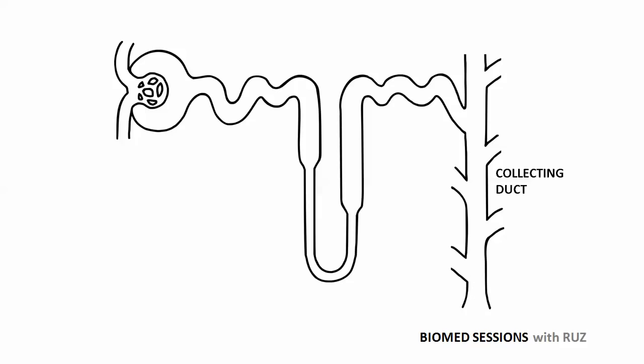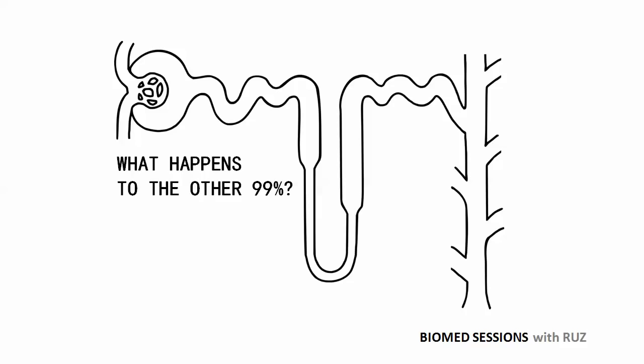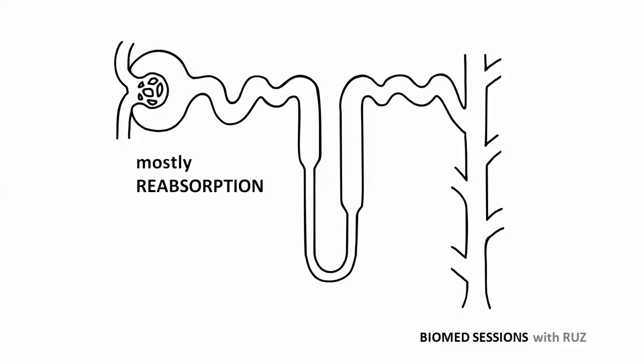In men, the kidneys typically produce about 180 litres per day of this filtrate, yet only 1 to 2 litres of urine are produced each day. This means that only 1% of the filtrate manages to leave the nephrons. So what happens to the other 99%? For the most part, filtrate is reabsorbed back into the blood at several locations along the tubule. But how can reabsorption occur?